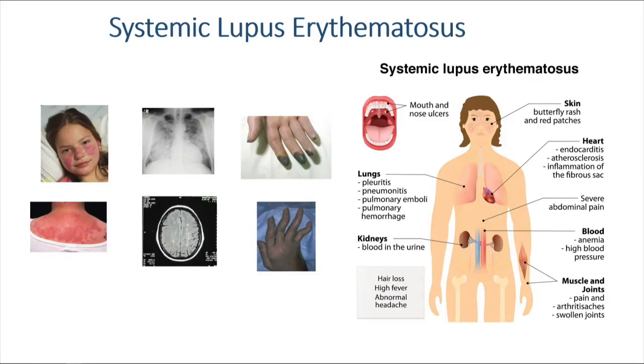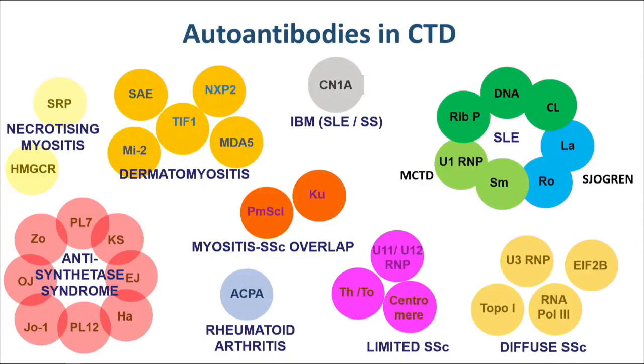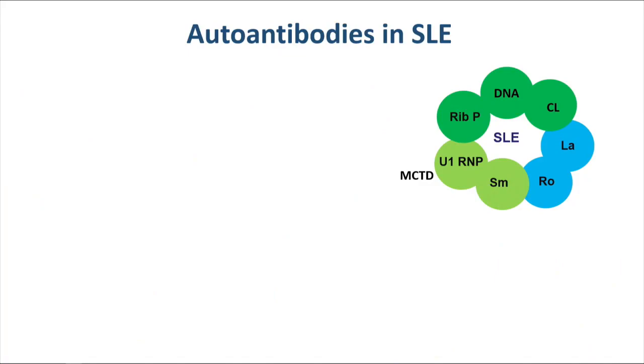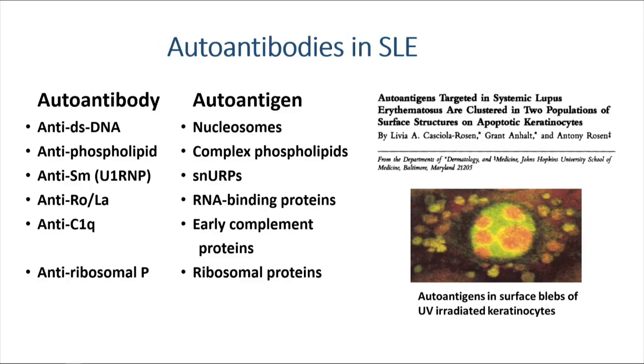Two slides on lupus. You know about lupus. It's an autoimmune condition. It affects different tissues, including children. It comes with severe morbidity and mortality. Autoantibodies in lupus, there's a family of them. Again, they identify different subsets of lupus. Here are some of the antigens that they recognize.